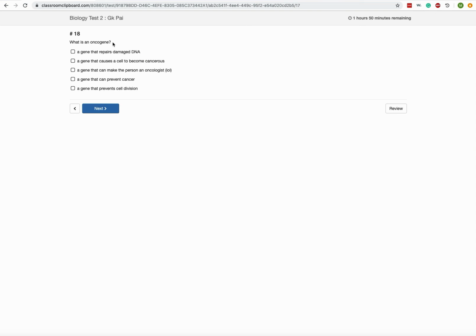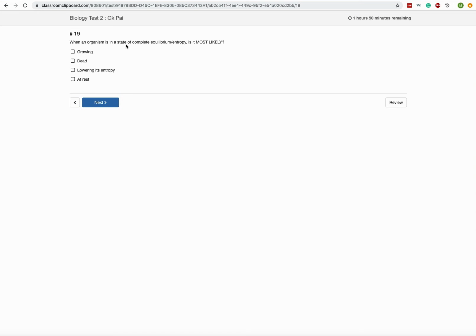What is an oncogene? An oncogene is basically a proto-oncogene that has mutated to become an oncogene, and essentially causes the cell to replicate out of control. So it's a gene that causes a cell to become cancerous.